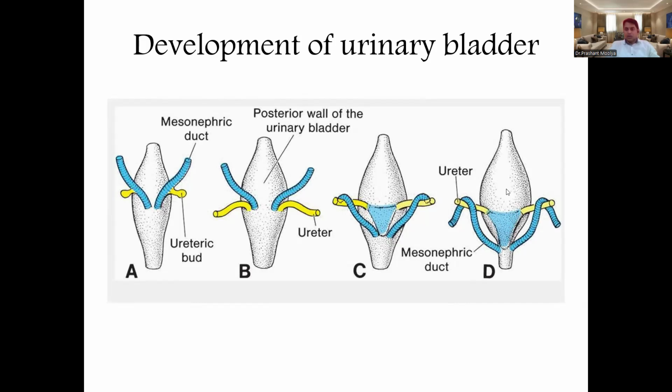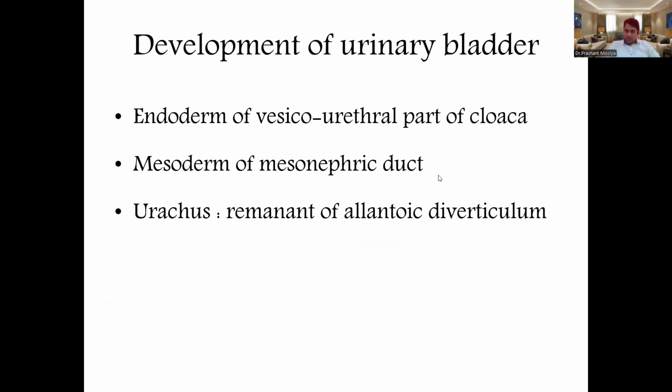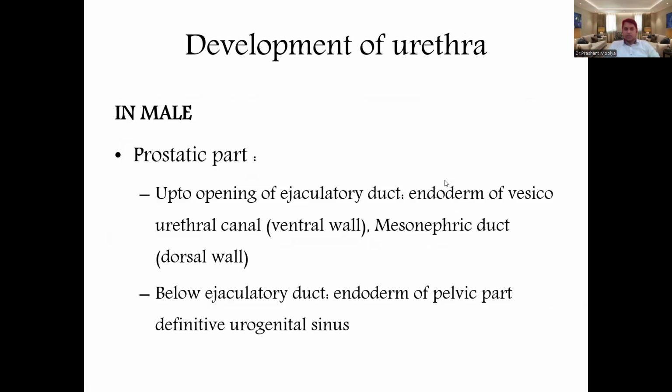So to take home messages, urinary bladder is formed from the vesico-urethral canal and the absorbed part of mesonephric duct, which is forming this. And the terminal part of the allantois will contribute into the urethra. So that's the development of urinary bladder. Let us see how the urethra is formed.